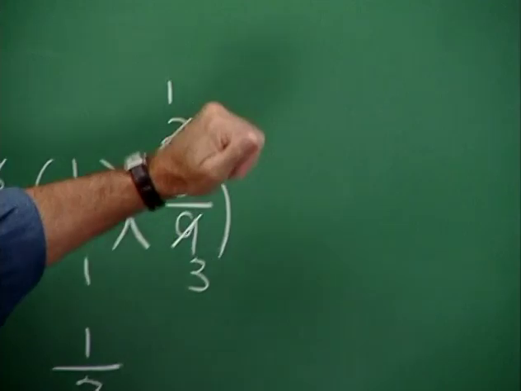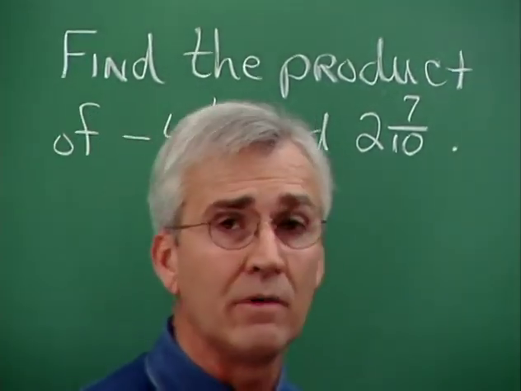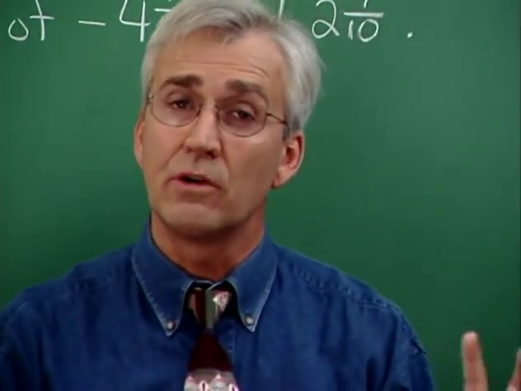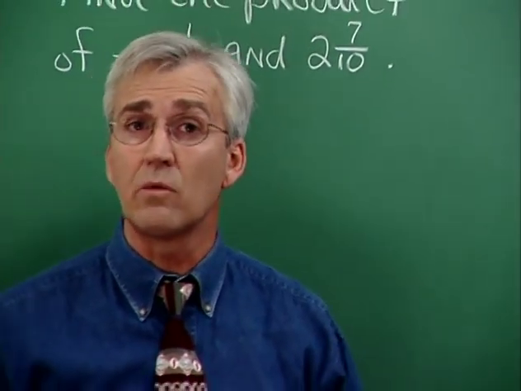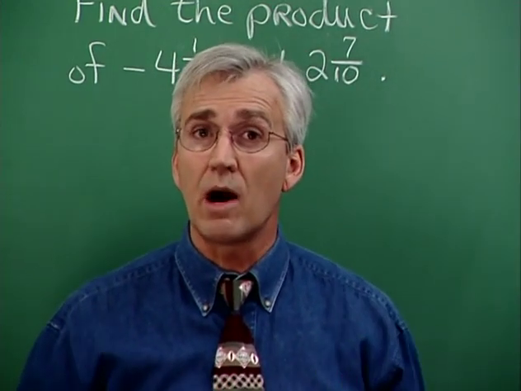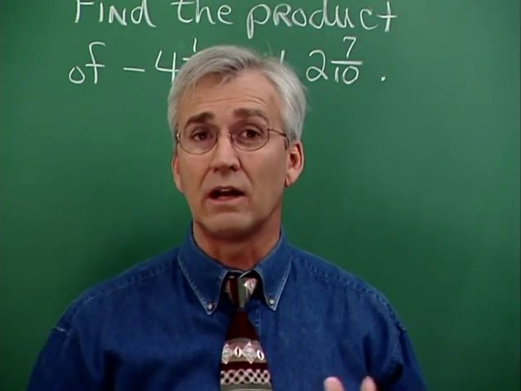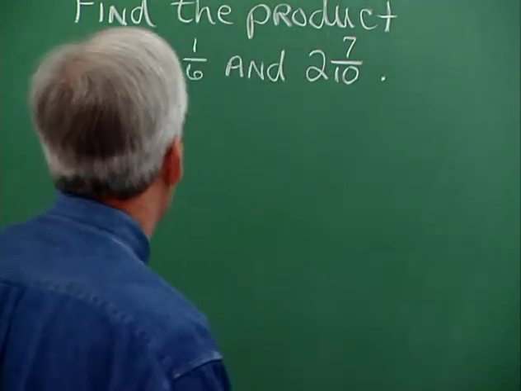Suppose we want to find the product of these two numbers. Notice they're mixed numbers this time. We're moving from regular fractions into mixed numbers. And when we have to deal with mixed numbers in this multiplication process, we change them to improper fractions and then just multiply straight across as we normally would and look for those cancellation opportunities. All right, let's do that here.